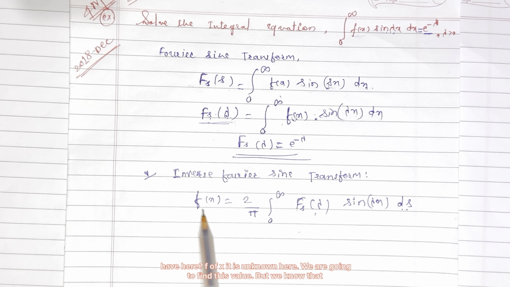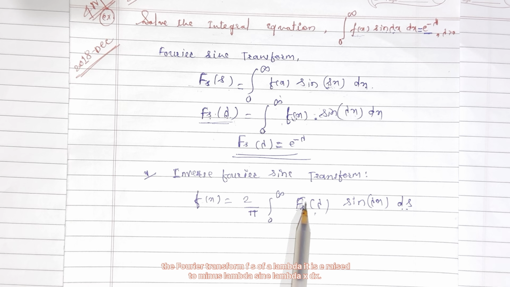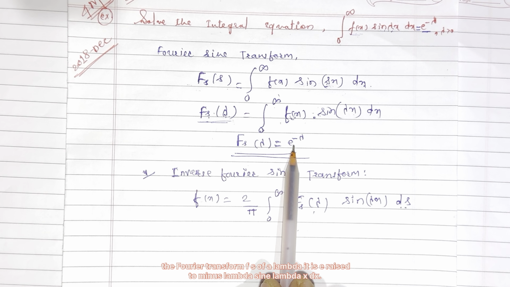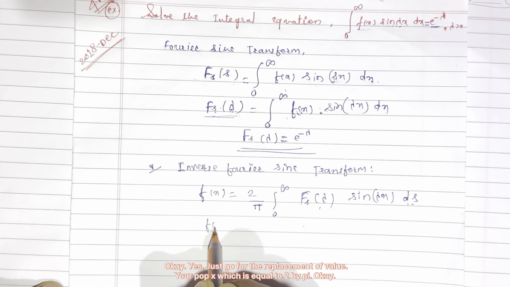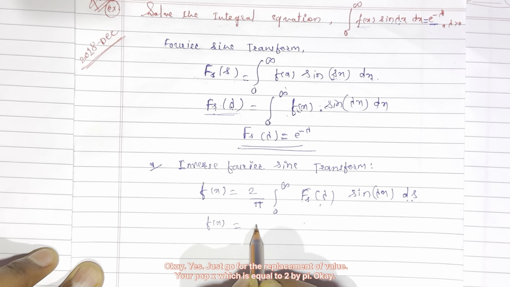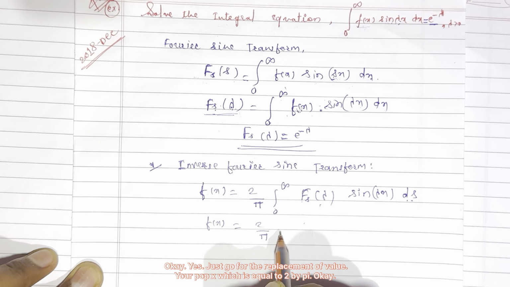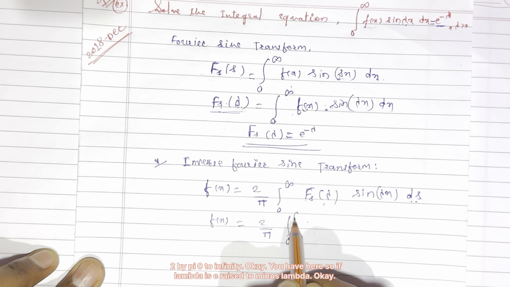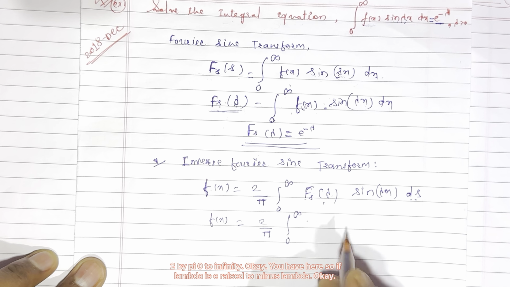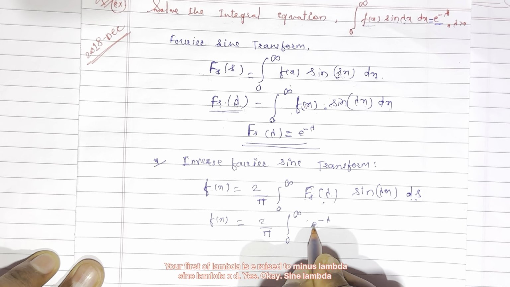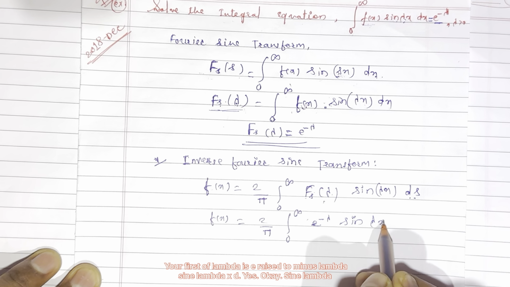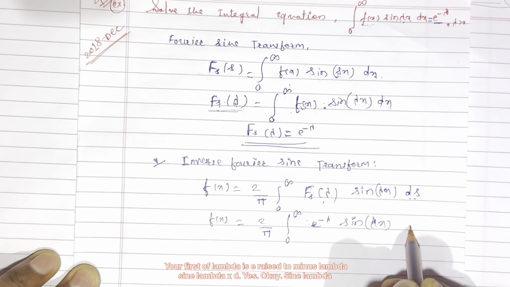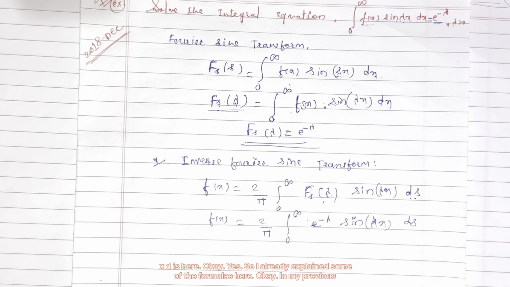What we have here, f of x, is unknown, and we are going to find this value. But we know that the Fourier transform F_s of lambda is e raised to minus lambda. So just go for the replacement of values: f of x is equal to 2 by pi, integral from 0 to infinity, e raised to minus lambda, sine lambda x, ds.